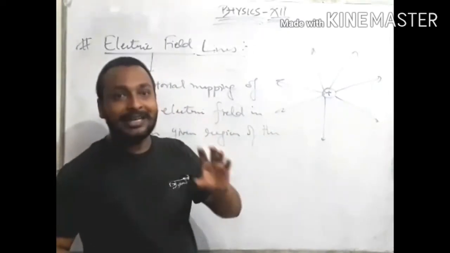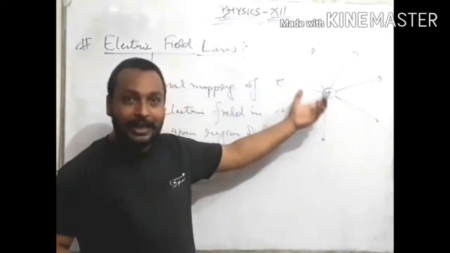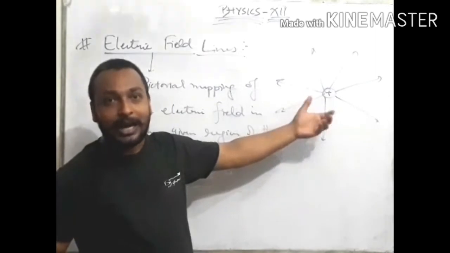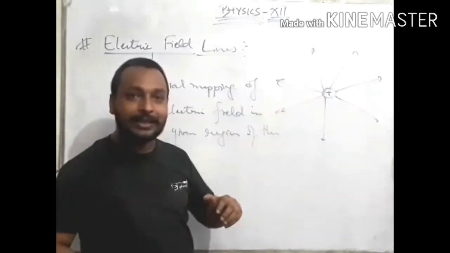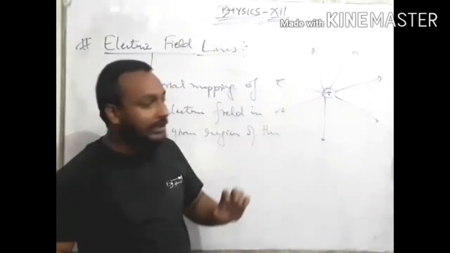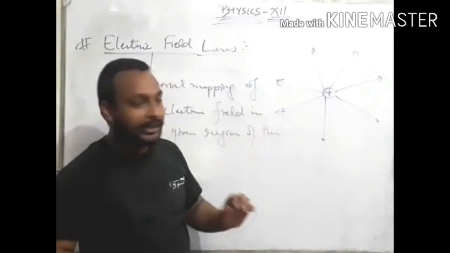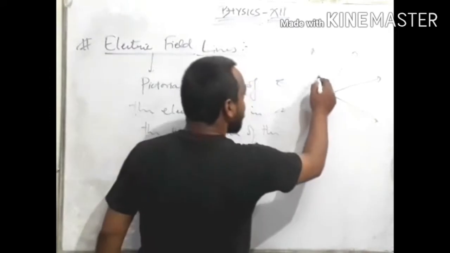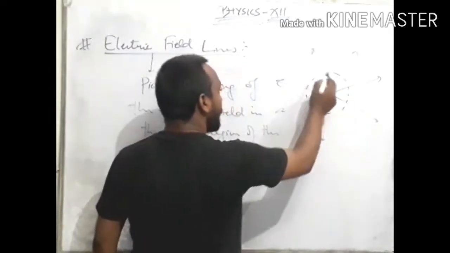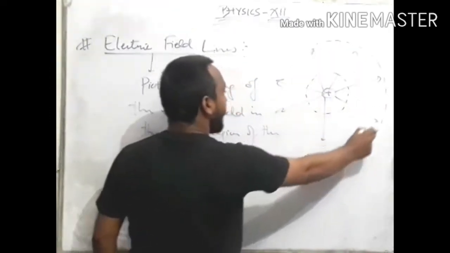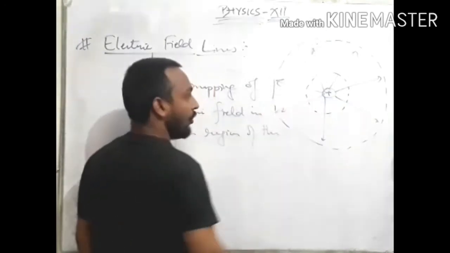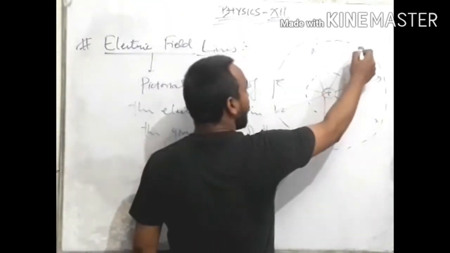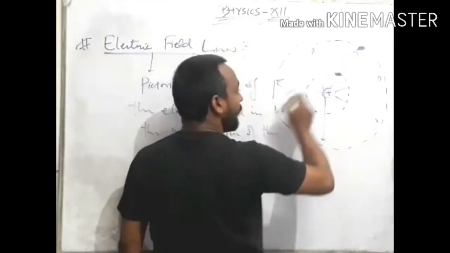Wherever the lines are denser, the electric field intensity will be higher. If the lines are less dense, then the electric field will be weaker. Here you can say the lines are not very close, but near the charge they are very close to each other, and away from the charge they are very far apart. So here the field will be weaker, and at this point the field will be stronger.